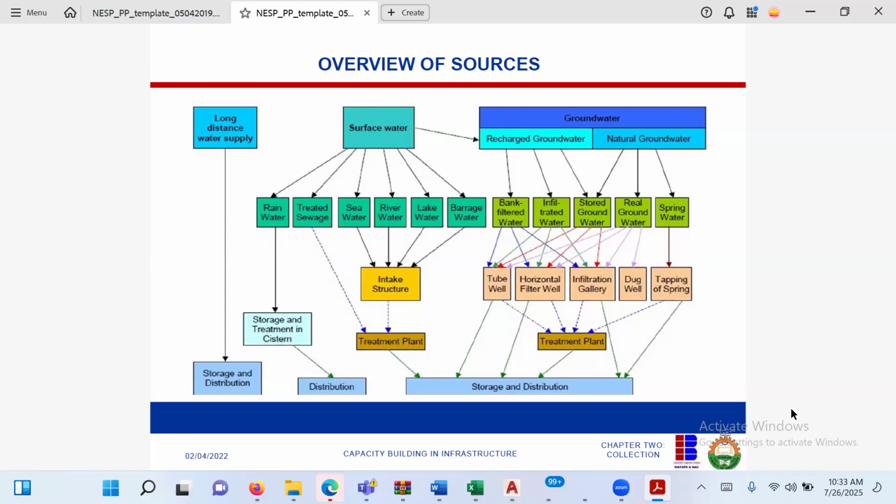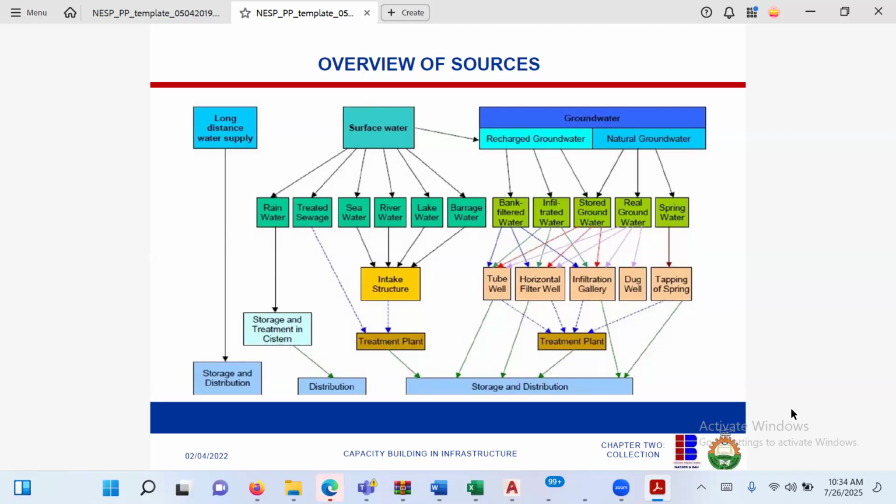Those ones you can see them in Netherlands, in Amsterdam and Rotterdam. Then whichever source it comes, the surface water, they will require an intake structure. So when you're talking about surface water, the first thing you talk about is your intake. It must have an intake structure.